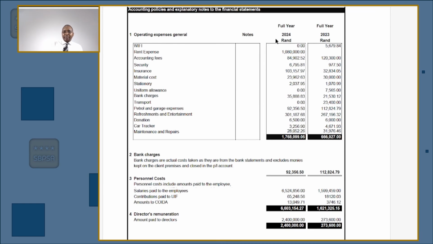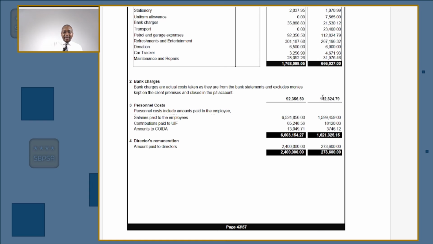Okay, so we know now here that these are the expenses, and we already understand what went into these expenses in terms of information gathering, the thought process, and the organization. All right, bank charges. Okay, this is quite a big institution. Look at the value of the bank charges there.